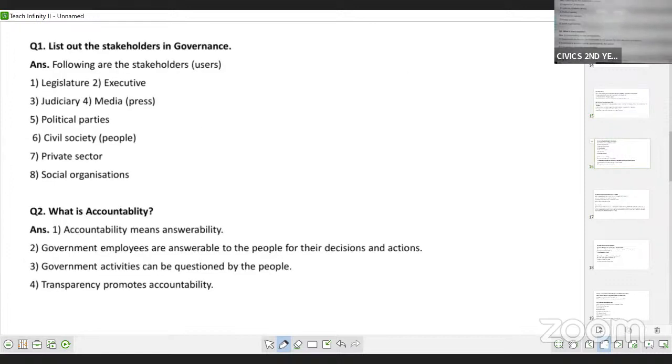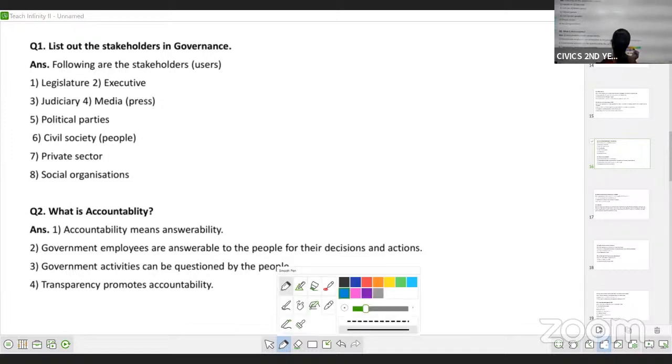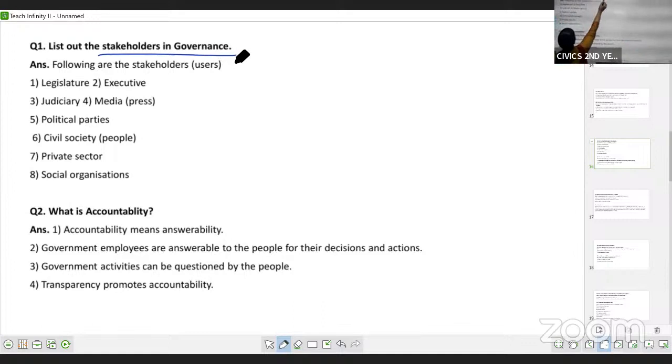Next is your 10th chapter, Smart Governance. In this, you will get 1 VSAQ. So let us see the important questions. List out the stakeholders in the governance.